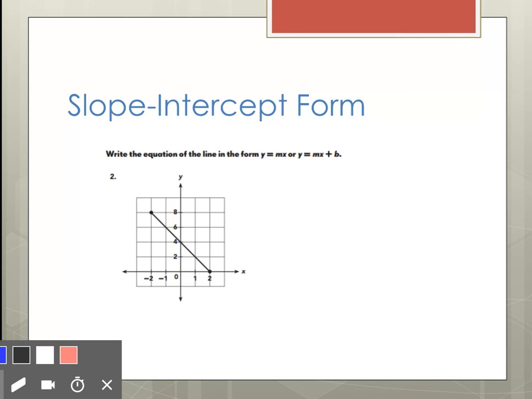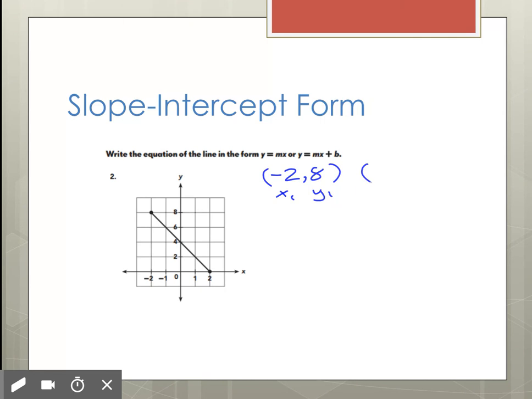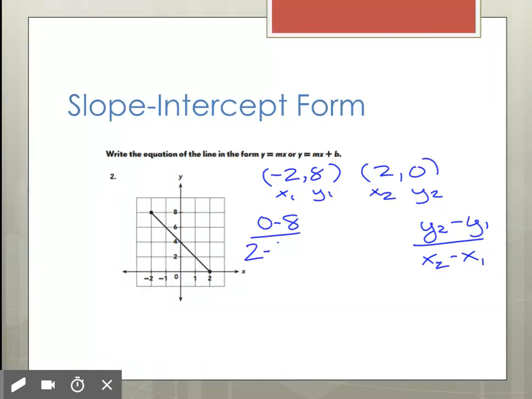Okay, so you should have used these 2 points, negative 2, 8. This is your x1 and your y1. And your other point then should have been 2, 0. And that's your x2 and your y2. To calculate your slope, I hope you use this formula. If you plugged in your values, you would have done 0 minus 8 over 2 minus a negative 2. So that's negative 8 over 4, which simplifies down to negative 2.